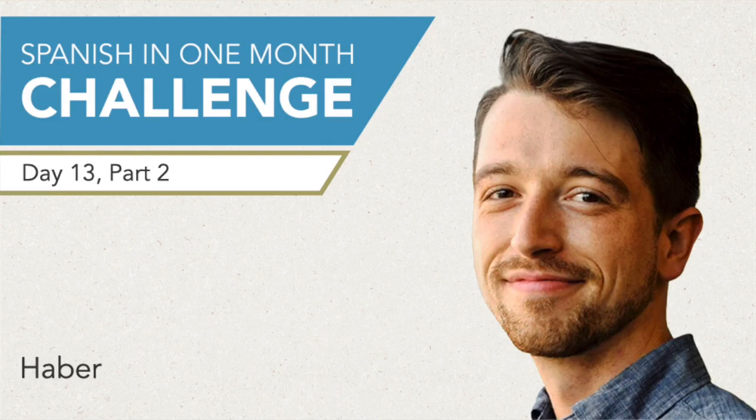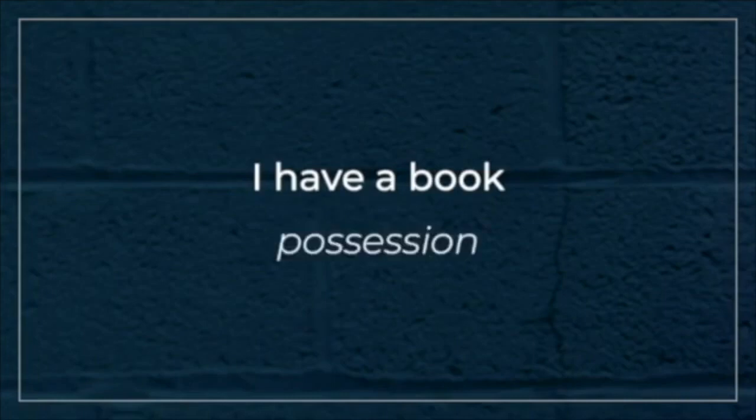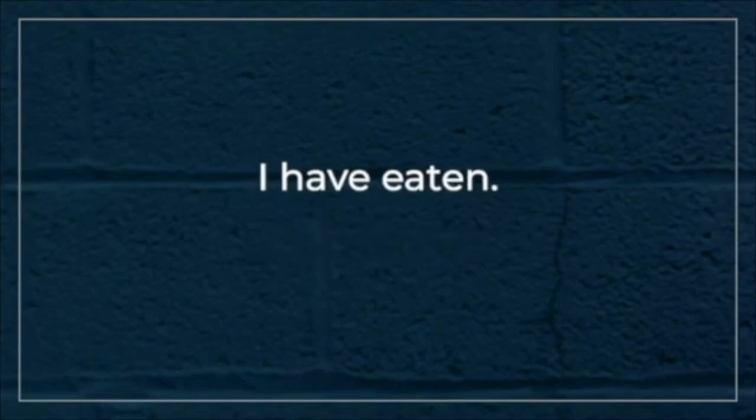Today we're going to learn one of the Spanish verbs for to have. I say one of because we use the verb to have to mean multiple things in English. For example, I have a book. In this case, the term have indicates possession of some type. I have a book.